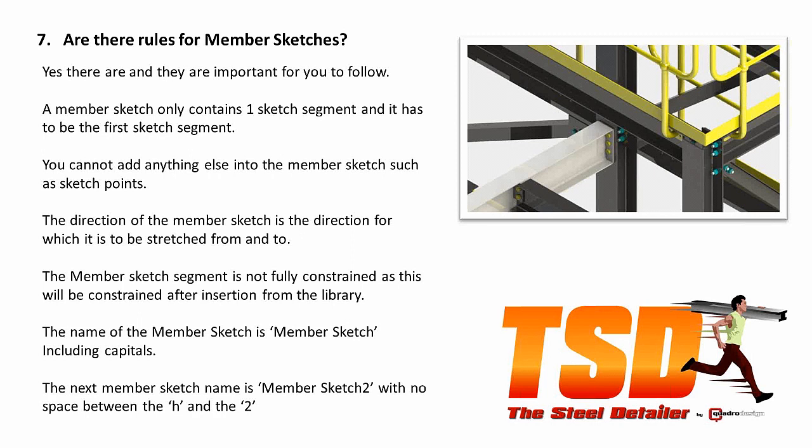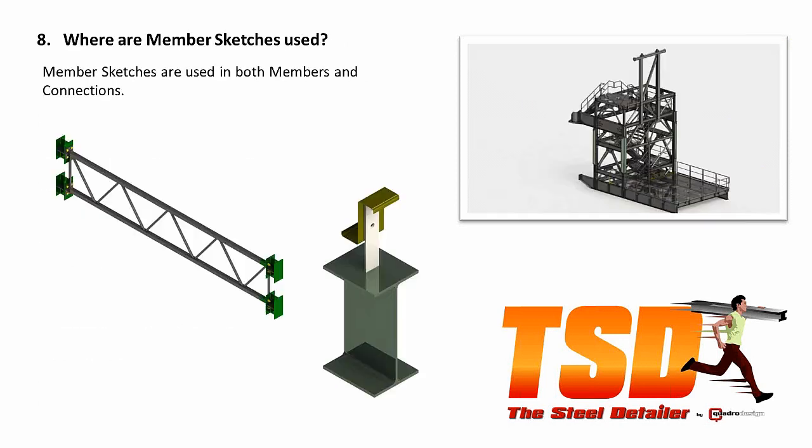Okay? Now, member sketches are used in both members and connections, and I should also state they're also in sections as well. Obviously you've got to go down the tree. If you go to the assembly, which is the welded member, down to the part, the component, you're going to get sections, and then down into the connections. We'll certainly go into that and I'll show you that in a sec.